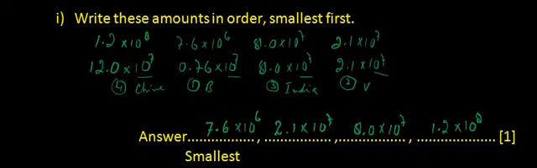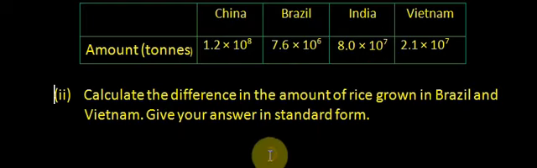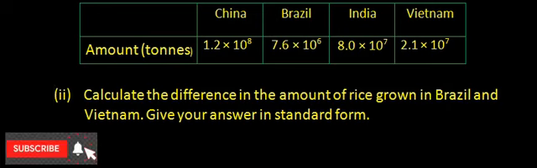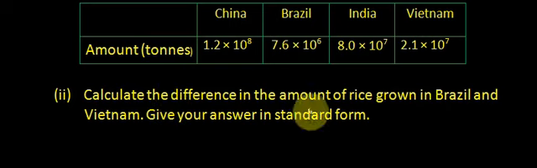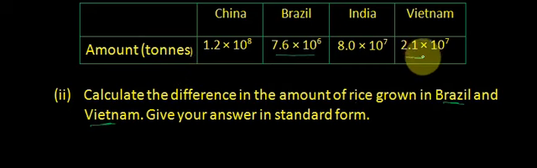Now let's see the second part: calculate the difference in the amount of rice grown in Brazil and Vietnam. Give your answer in standard form. So we have to find the difference in the rice grown in Brazil and Vietnam. Brazil is 7.6 and Vietnam is 2.1.